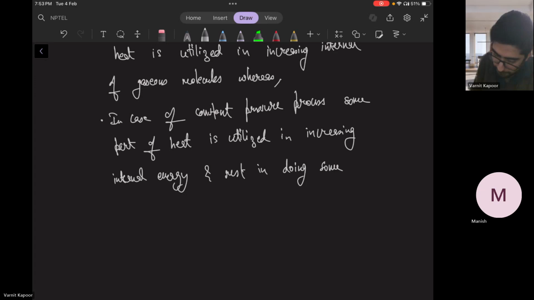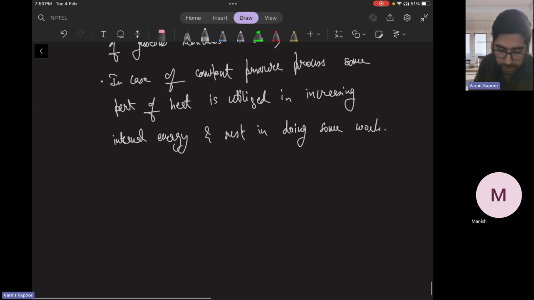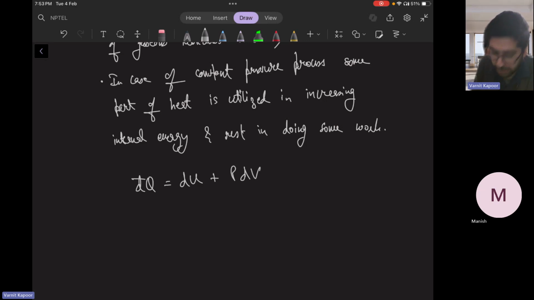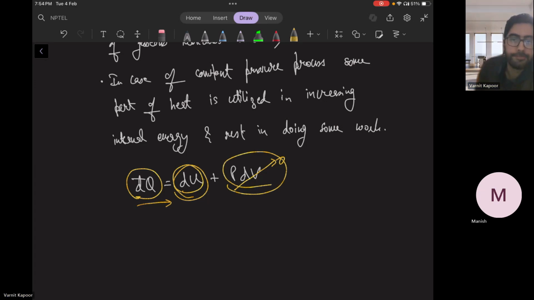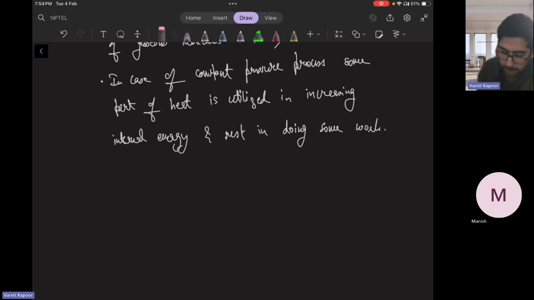So one relation will come, that is dq is equal to du, that is internal energy, plus the closed system work pdv. Okay, so we'll discuss this relation in the next tutorial. So constant volume process, this is 0. So whole of the heat is equal to internal energy, whereas in constant pressure process, volume is not 0. So you can say that some part of heat is converted into internal energy as well as the work done. Okay, I'll remove this. We'll do this next class.